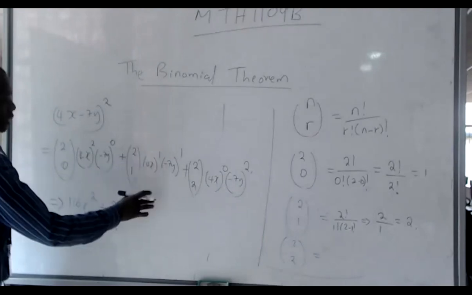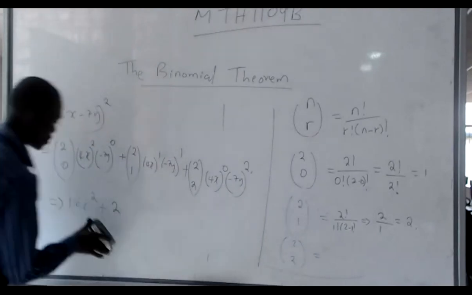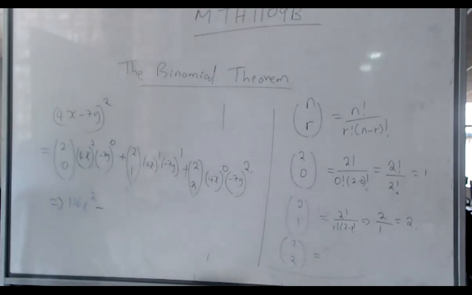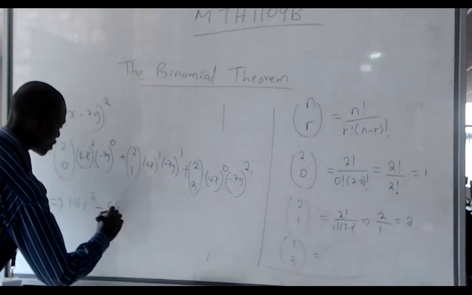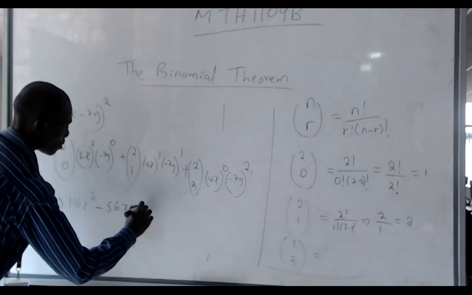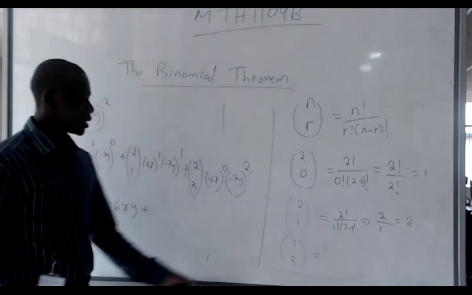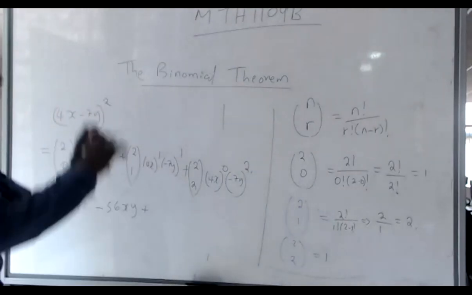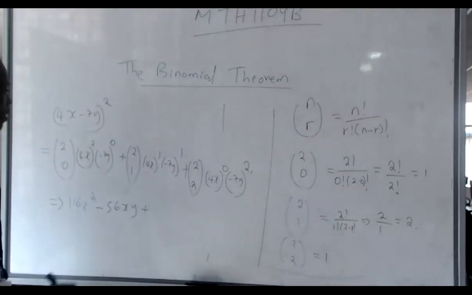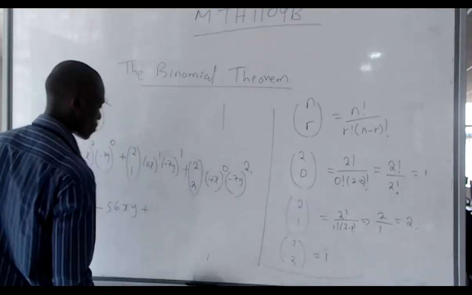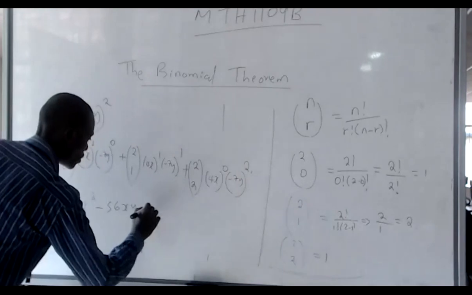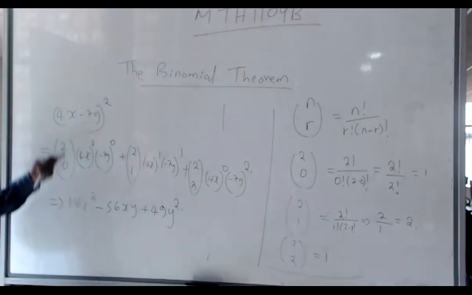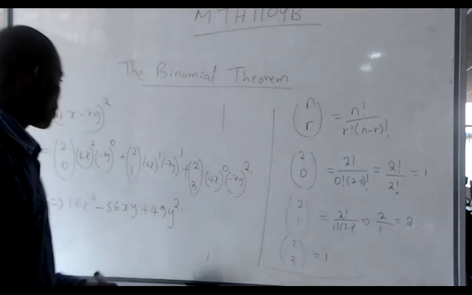I have a 4x and a minus 7y. So this sign automatically will change to minus. 4 times 7 is 28, 28 times 2 is 56xy. Plus, lastly, 2 combination 2. Of course, that's going to be 1, because you'll have 2 factorial divided by 0 factorial times 2 factorial. And then (4x) to the 0 is 1, times (−7y) squared, which is 49y squared. This is the expansion of (4x − 7y) squared.